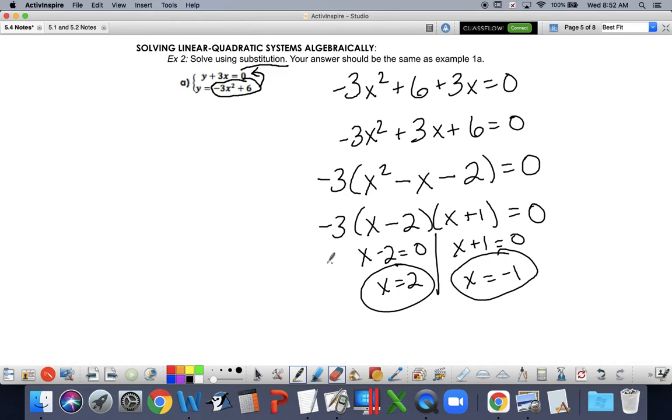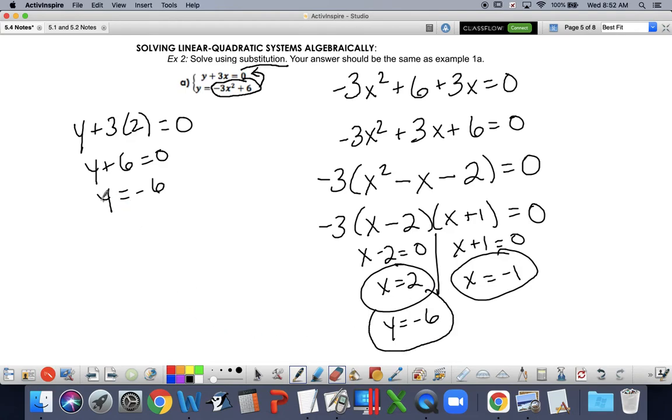Now the problem is the solutions to a system have to be a coordinate point. So I need to actually find the y value that goes with these 2 points. So I'm going to go back to my original equation. I'm going to take an easy one, right? Let's look at the very first linear equation here. So I have y plus 3 times 2 equals 0. That tells me y equals negative 6. So that's part of this solution right here.